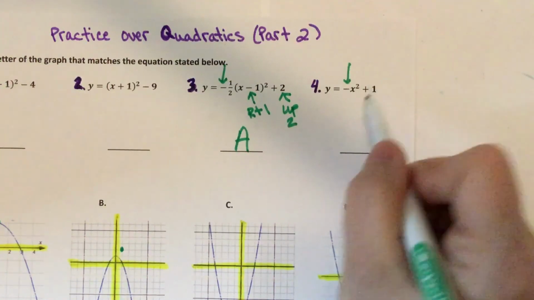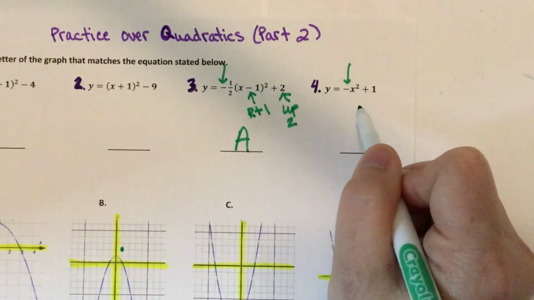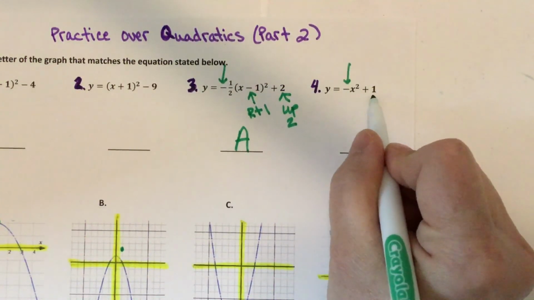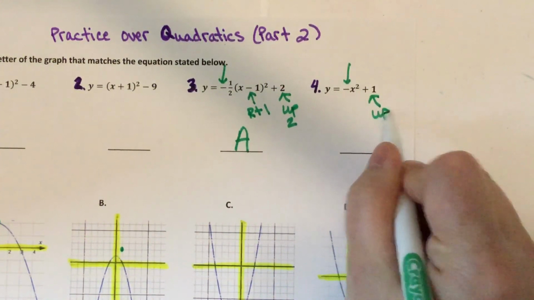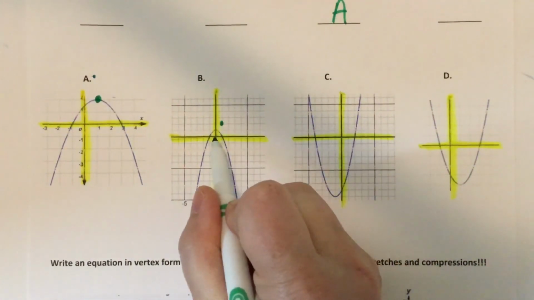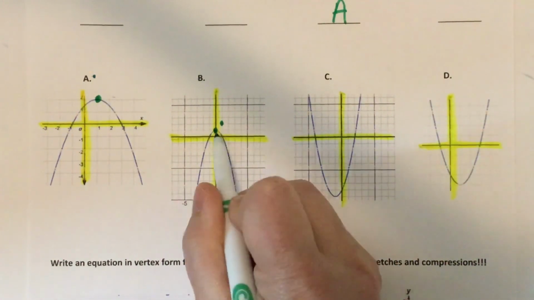Okay, so now looking at this one, because there's no parentheses, it does not go left or right. So the number in the back, remember, is up or down. So the +1 makes it go up 1. Well, let's look at B. Did B's vertex just go up 1? It sure did. So that is letter B.